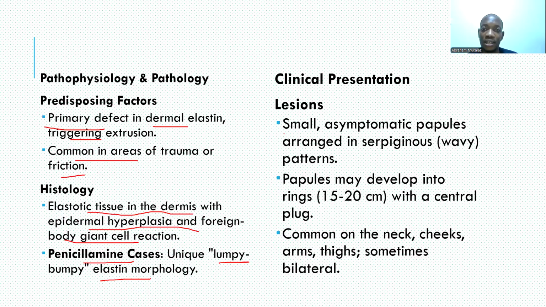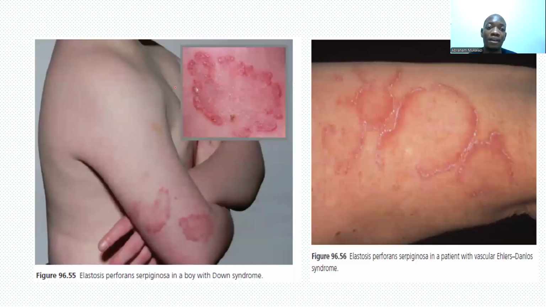So in the clinical picture, someone will have these small asymptomatic papules, usually arranged in a serpiginous or wavy pattern, and the papules usually develop into rings about 10 to 20 centimeters in diameter with a central plug. They are commonly seen on the neck and the cheeks, but also on the arms and thighs. Sometimes it can also be bilateral.